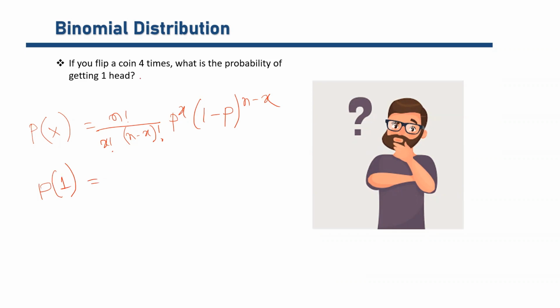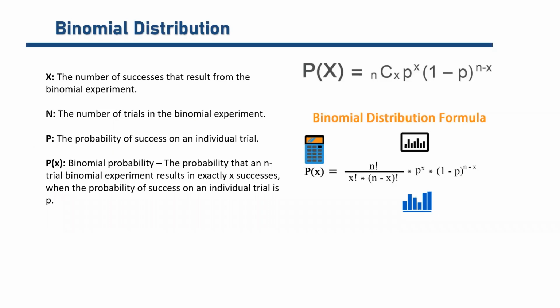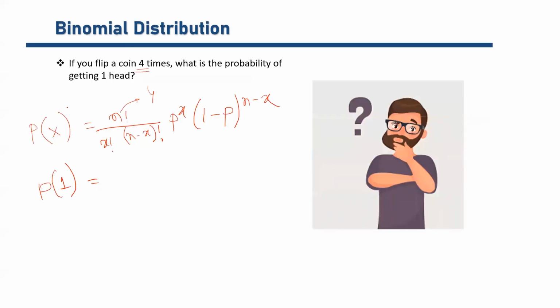So how many coins do we have? We have 4 coins. Sorry, we are flipping the coin 4 times. So n is going to be 4, the number of times you are performing, the number of trials in the binomial experiment. If you see n here, it is the number of trials. So we are going to perform 4 trials. So let's put 4 here.